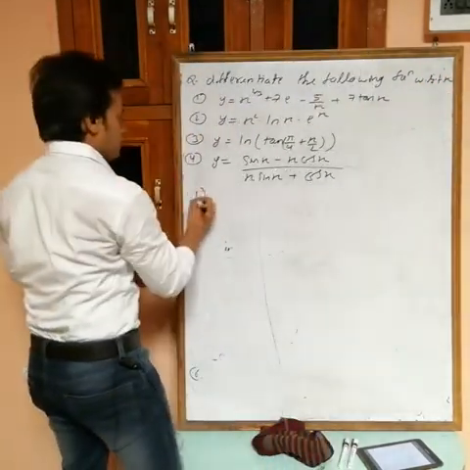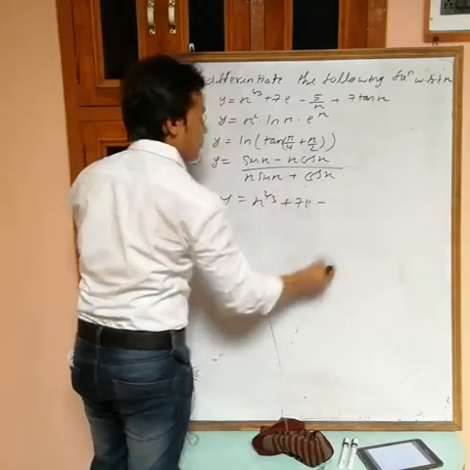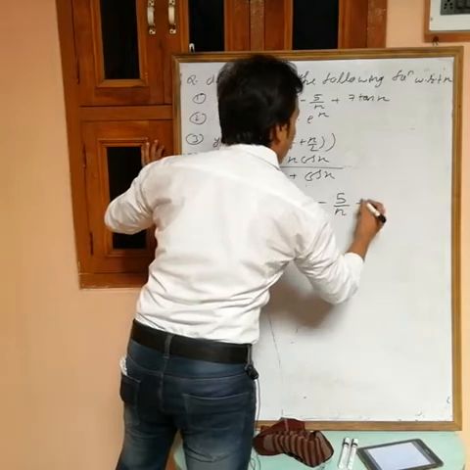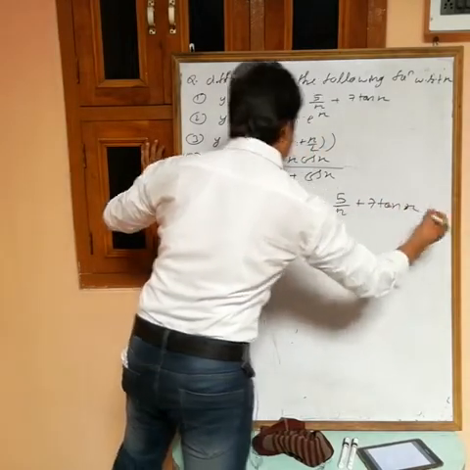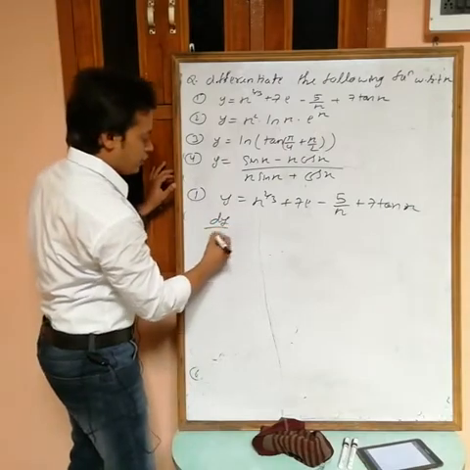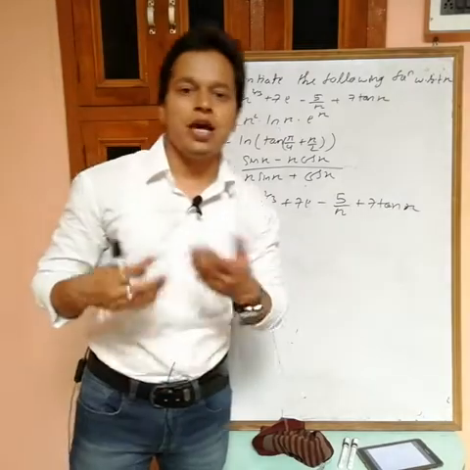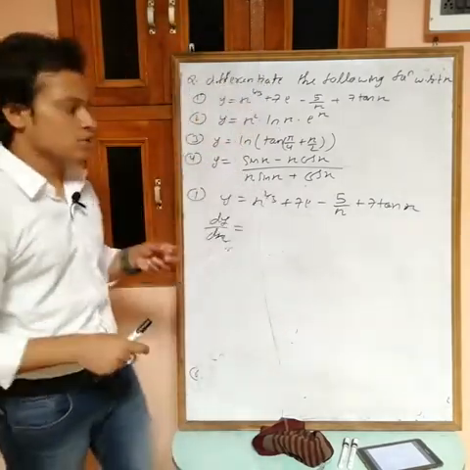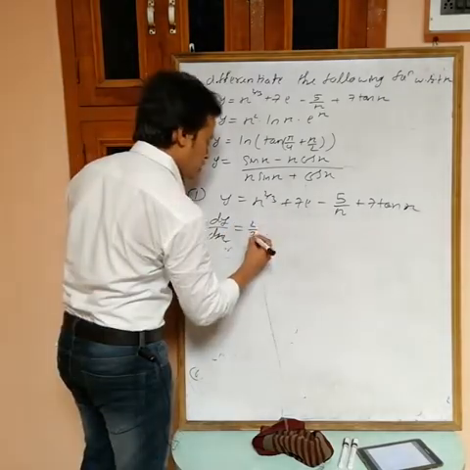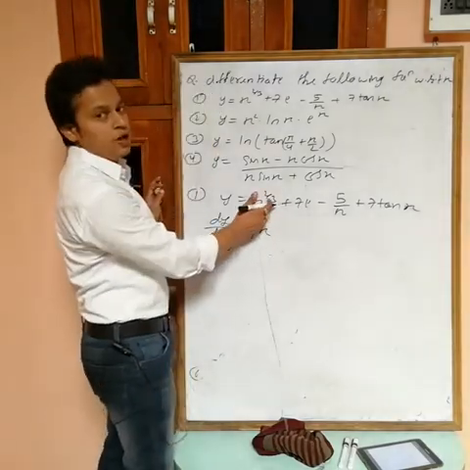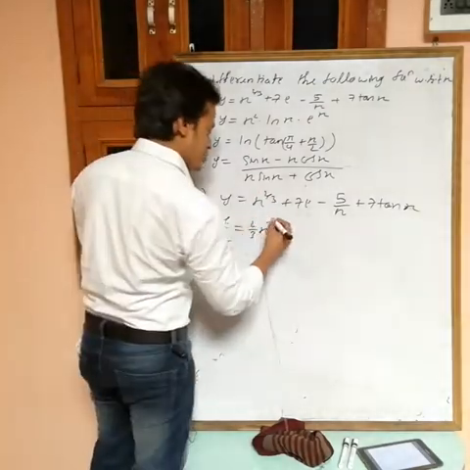So the first one is y equals to x power 2 by 3 plus 7e minus 5 by x plus 7 tan x. Now differentiation of y with respect to x is dy by dx. Differentiation of x power 2 by 3, this is like x power n. Differentiation of x power n is n x power n minus 1, and it means 2 by 3 x power 2 by 3 minus 1, and 2 by 3 minus 1 is minus 1 by 3.